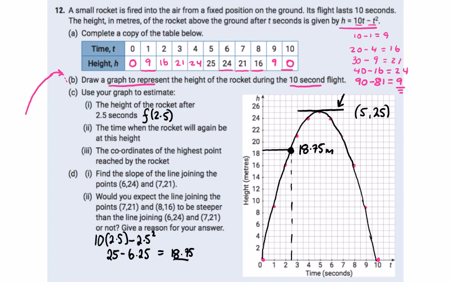The slope joining these two points between 6 and 7. So what do we know between 6 and 7? It's coming down. So the change in y is 3, so it's negative, over the change in x, which is 1. So the slope is minus 3. The rate of change. Would you expect the line joining (7, 21) to (8, 16) to be steeper? We'd say yes, it's falling quicker. So between 6 and 7, let's join up these points here. So we have a 1 and a 3 between 6 and 7.